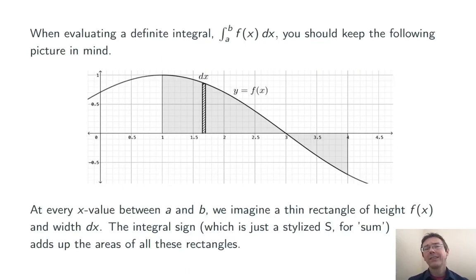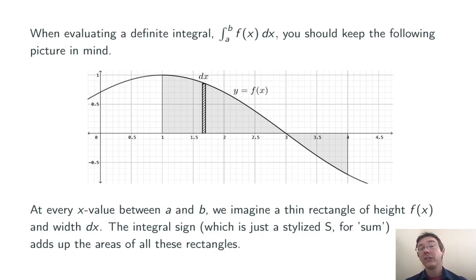When you're evaluating the definite integral from a to b of f of x dx, you should keep this picture in mind. At every x value, you're picturing a mini rectangle, something very, very thin. Its width is going to be dx, and its height is going to be f of x at that x value. So length times width, the area of the rectangle, is going to be f of x dx.